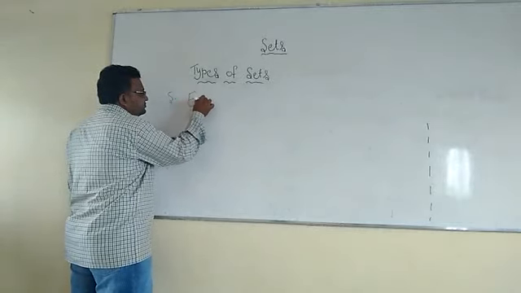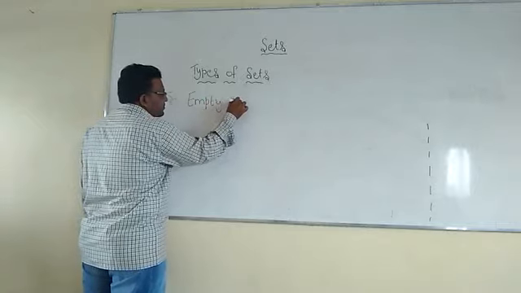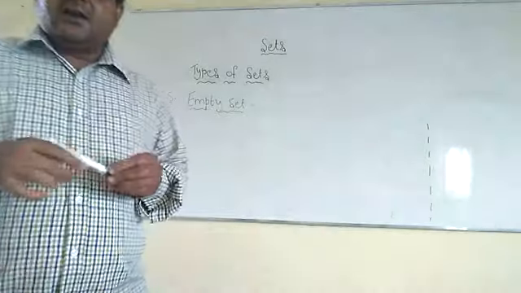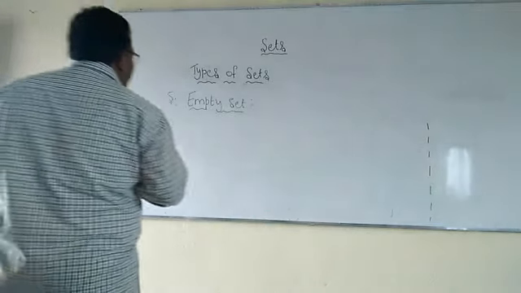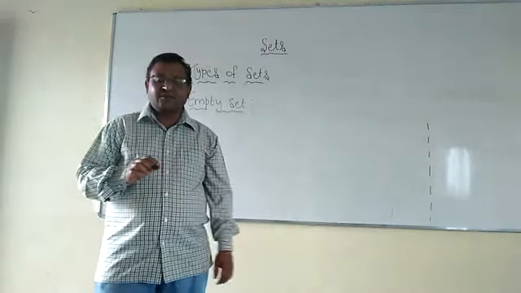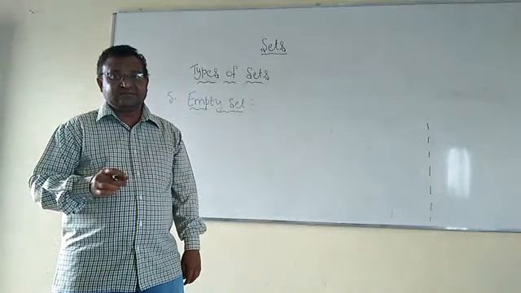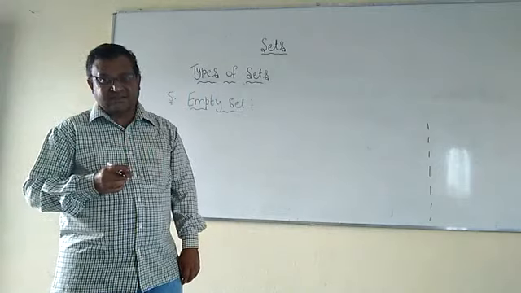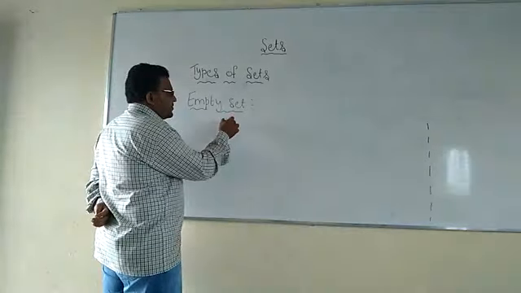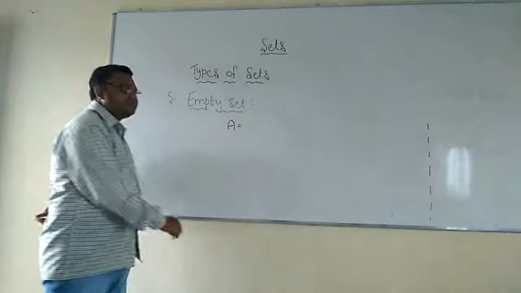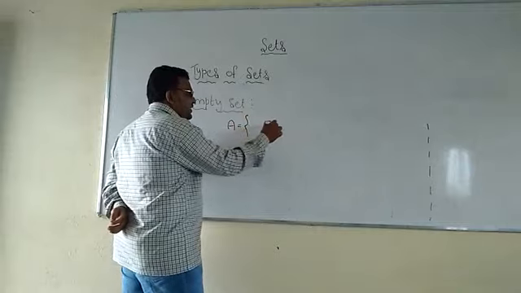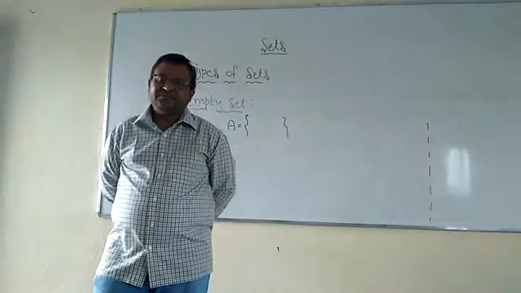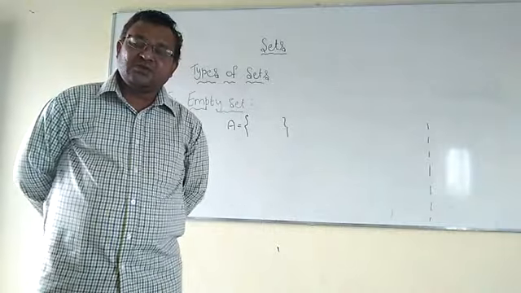The next one is empty set. If number of elements in a set are 0, such type of set is called an empty set. That means A is a set which contains natural numbers in between 2 and 3.